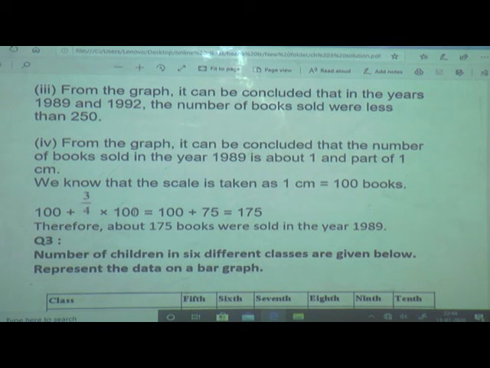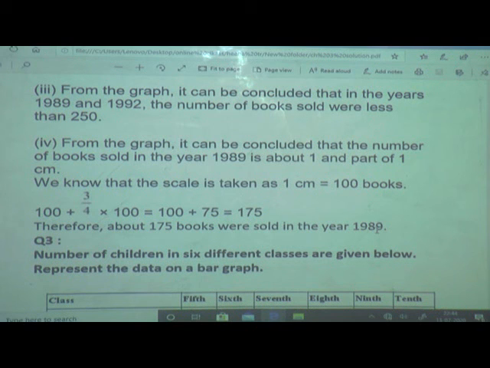This is an addition and this is a multiplication. So we will write the addition as it is and then we will multiply by reducing, because in the previous lesson we had already learned about fractions. If it is possible, we have to reduce the fraction to its lowest form. So we are having here a fraction with a whole number. After reduction we are getting 75. So you know very well 100 plus 75 is 175. Therefore about 175 books were sold in the year 1989. So that is what we had seen already in the graph.